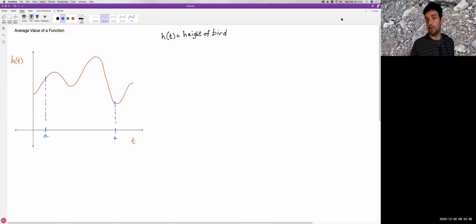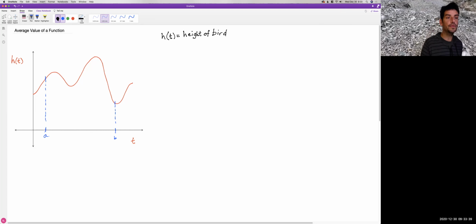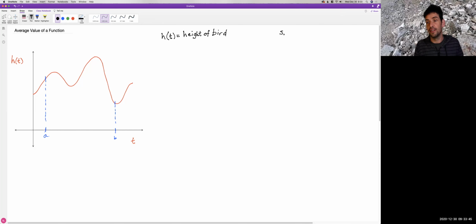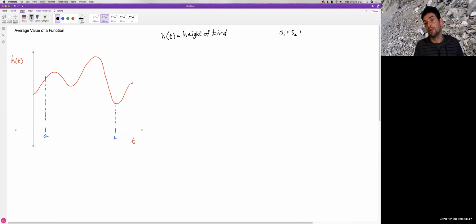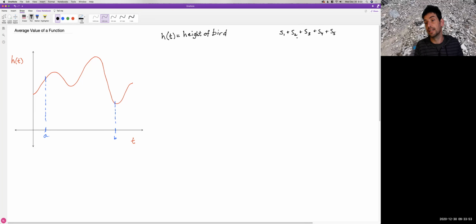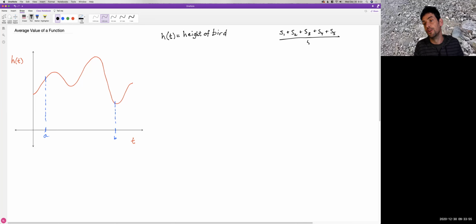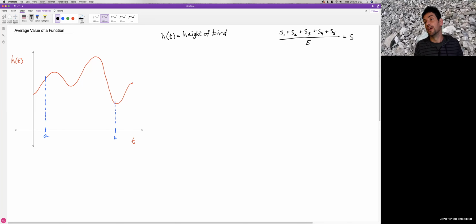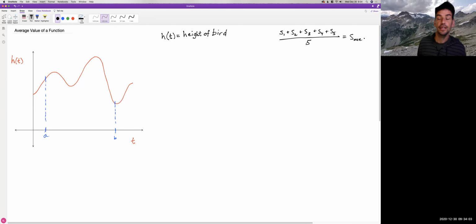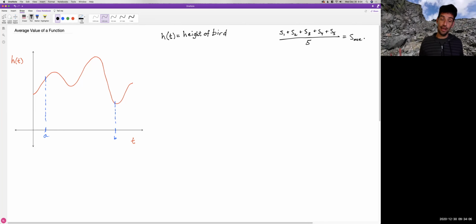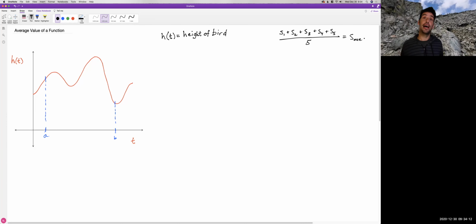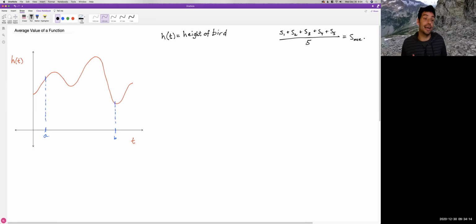So let's think about what an average is. When we want an average of some stuff, like scores on an exam, let's say I have 5 exams and I want to know what my average score is, I would add up all the scores and divide by how many there are. And I get this average score, S-Av. Here's our issue. How many heights? What I want to do is add up all the heights the bird was at and divide by how many different heights it was at.